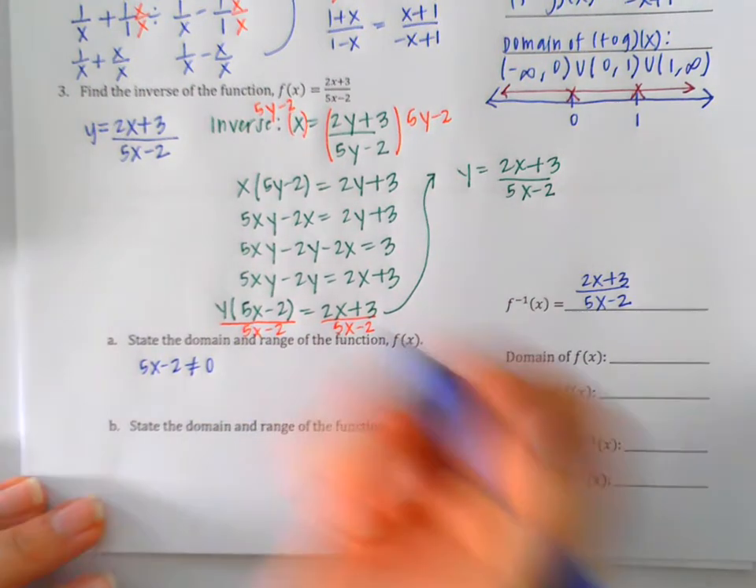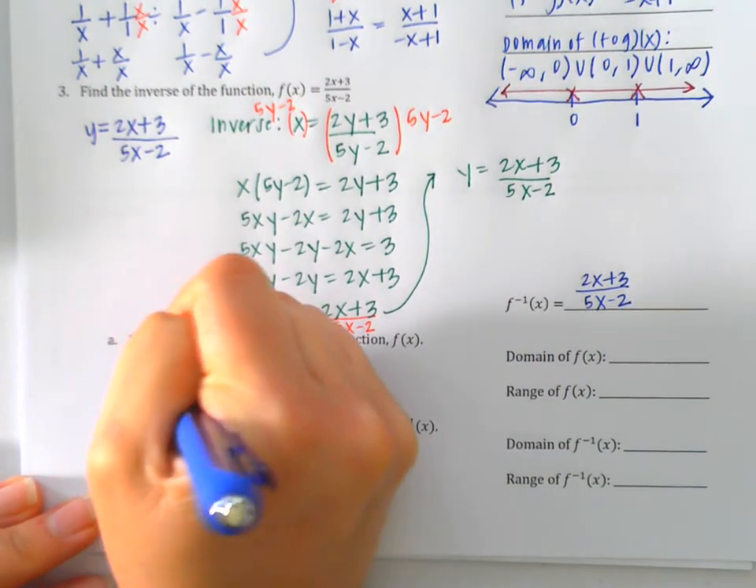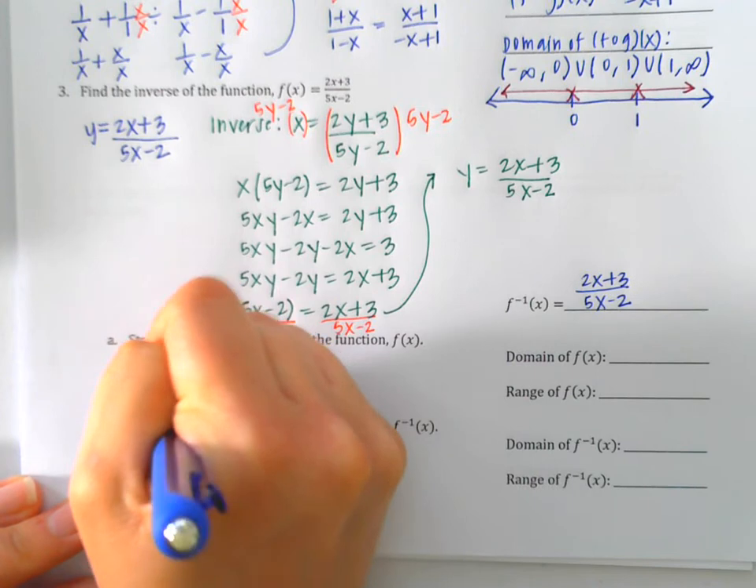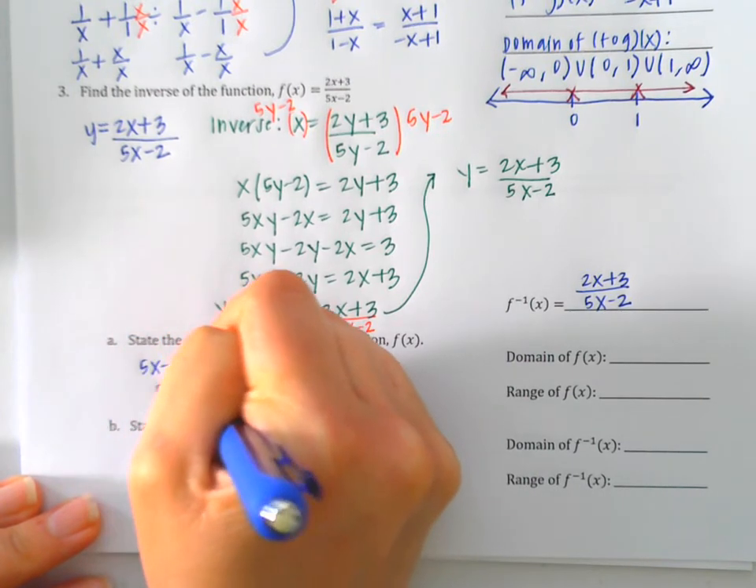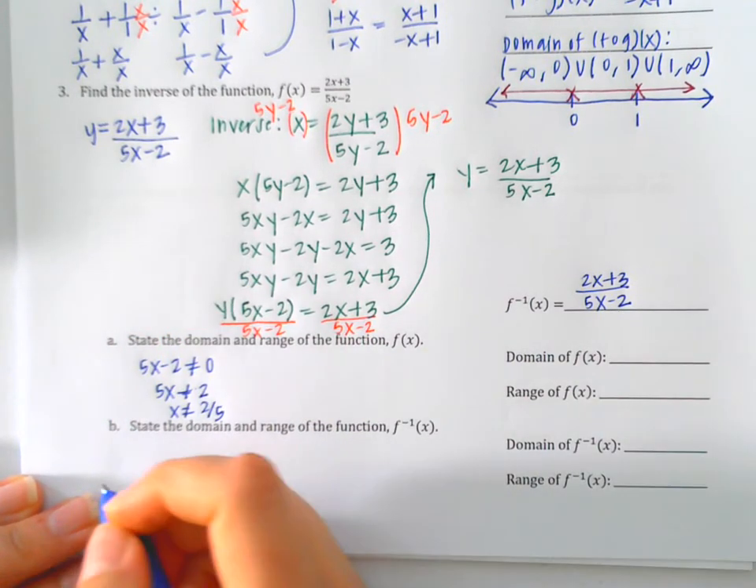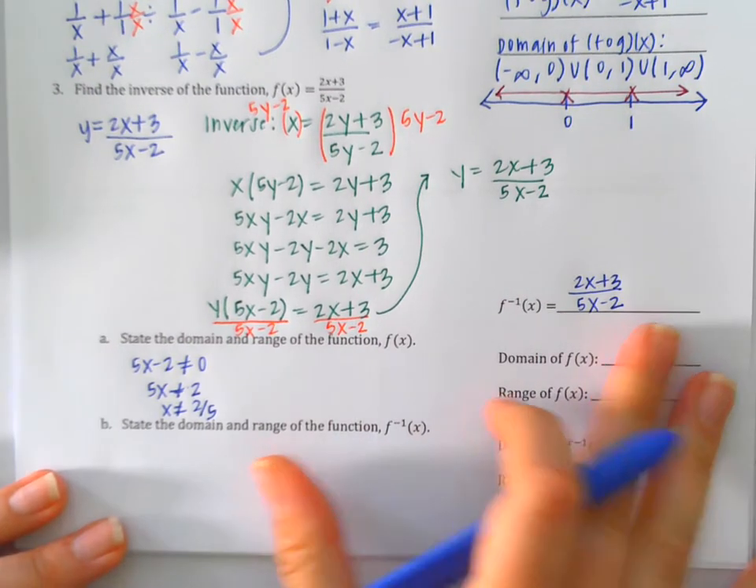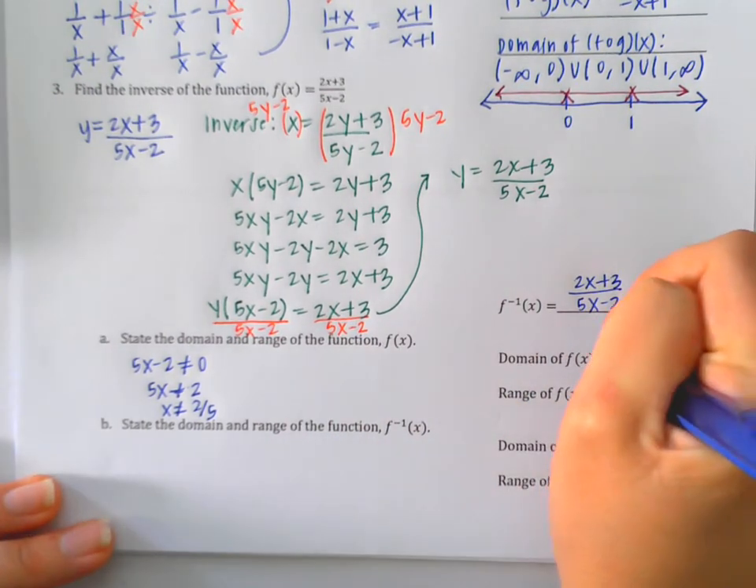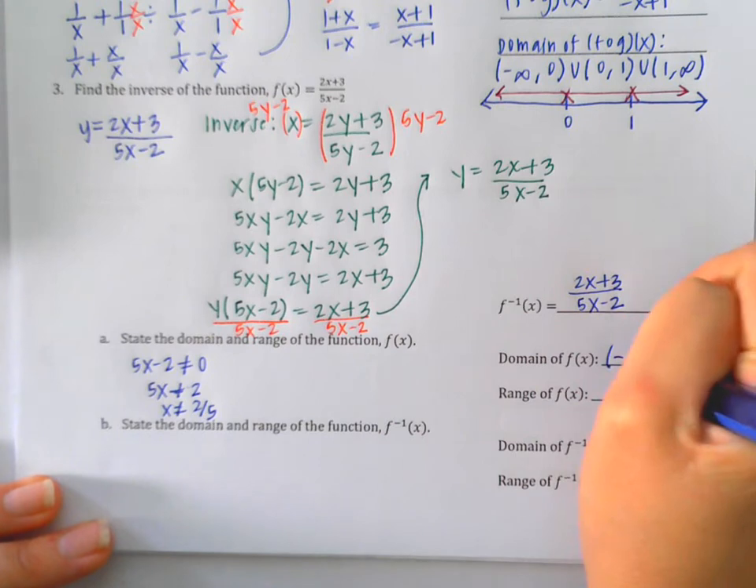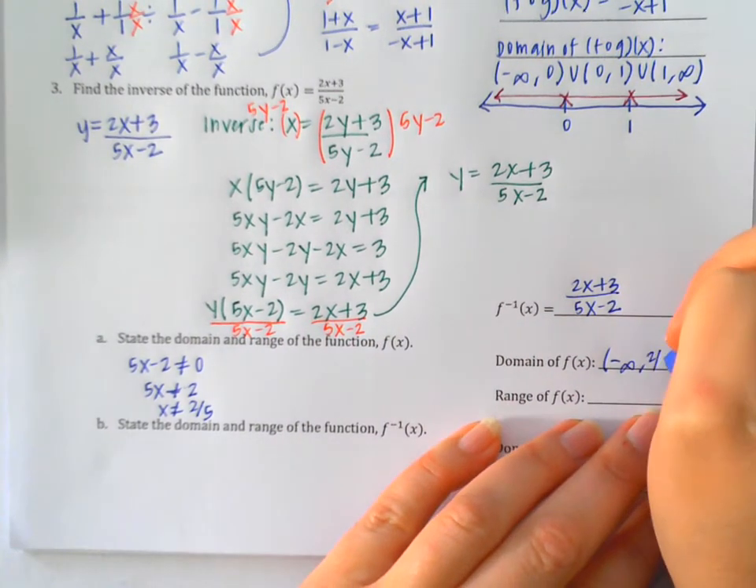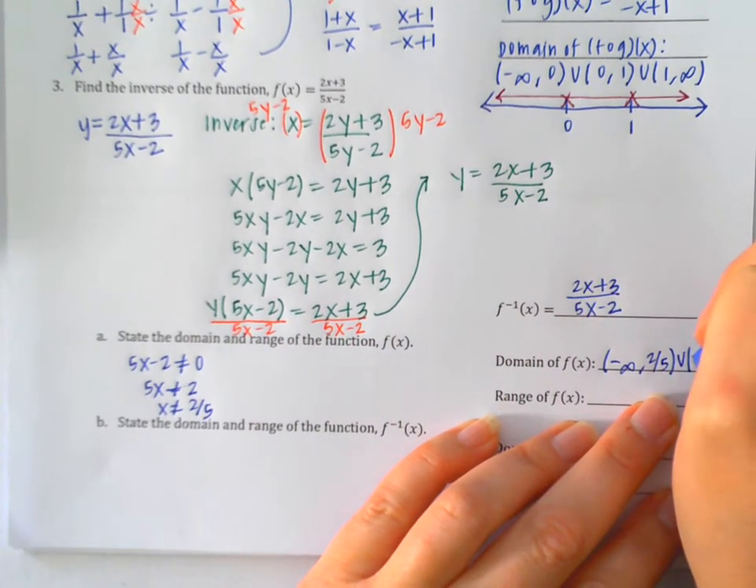So add 2 to both sides, divide by 5, and x can't be equal to 2/5. Now remember, the way that we write that is in interval notation, so it's going to be negative infinity to 2/5 union 2/5 to infinity.